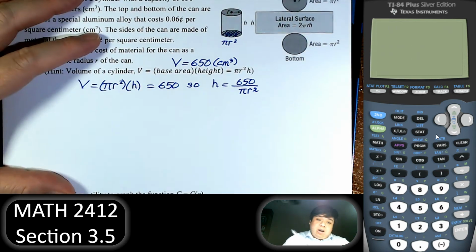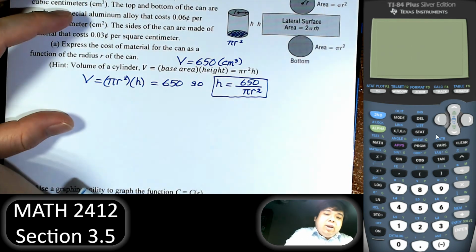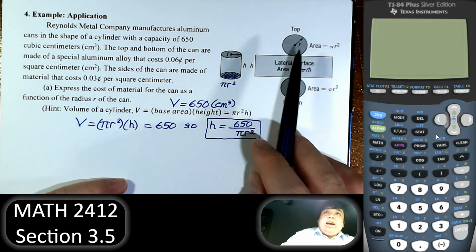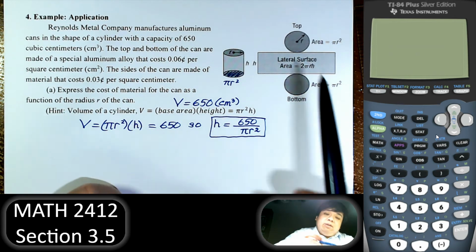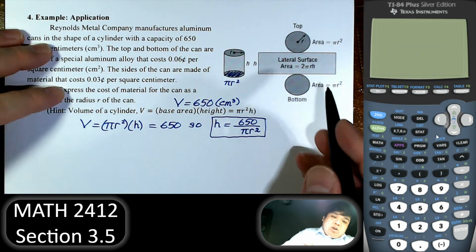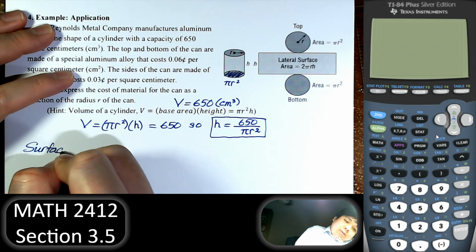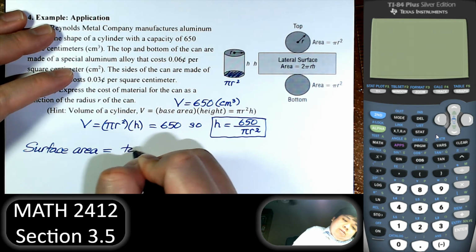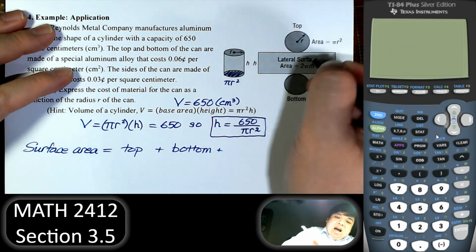That gives us the height as a function of the radius. Next, to construct the can, we have to have two discs, one for the top and one at the bottom. So the total surface area: we have the top, the bottom, and the lateral surface.